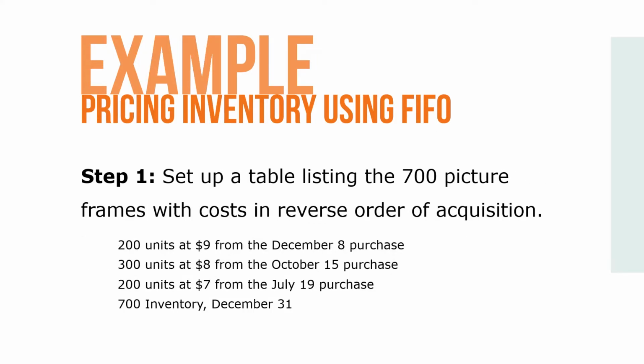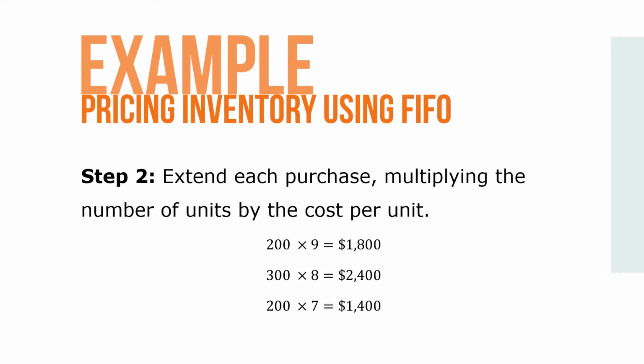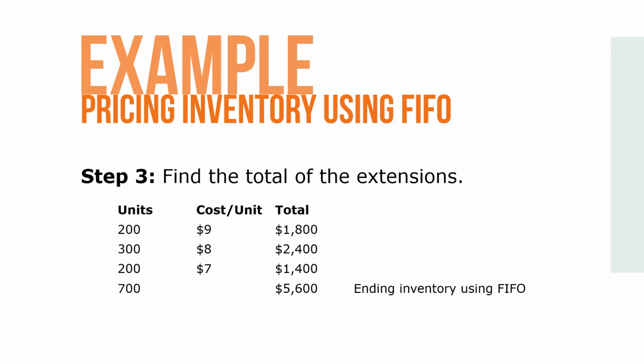Step 1. Set up a table listing the 700 picture frames with costs in reverse order of acquisition. Step 2. Extend each purchase, multiplying the number of units by the cost per unit as you see here. Step 3. Find the total of the extensions. You'll see the math worked out in this table by units, cost per unit, and total cost.